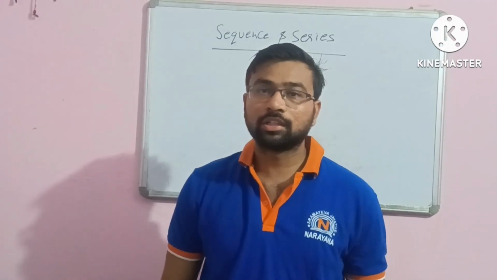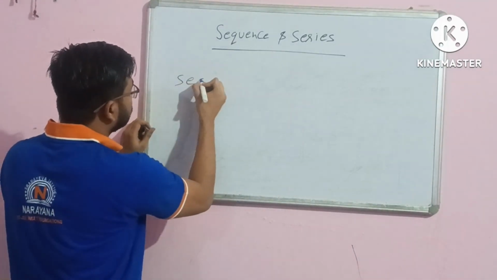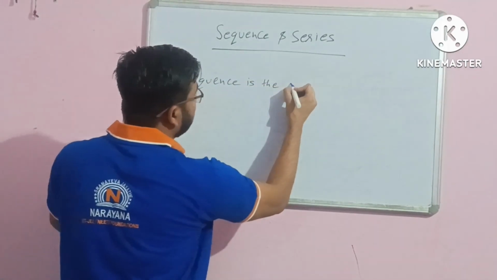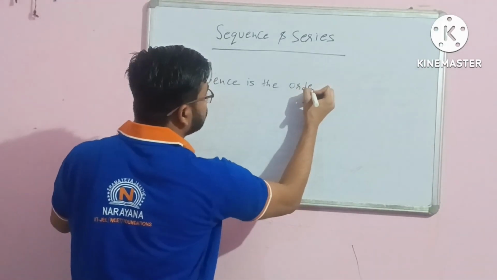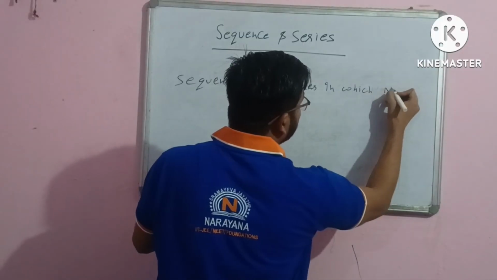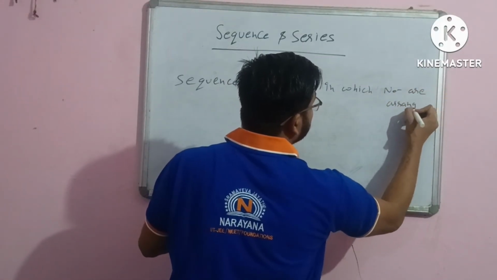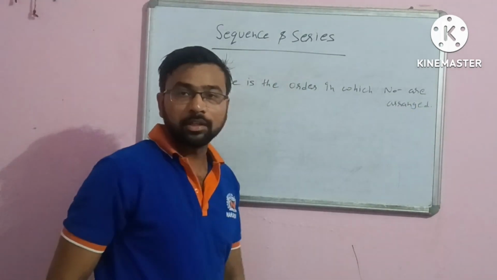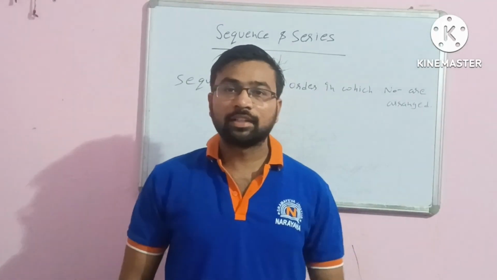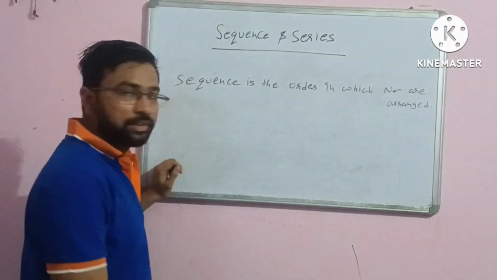Today we will study about sequence and series. What is a sequence? A sequence is the order in which numbers are arranged, and each number in a sequence is called a term. It is not necessary that each term in a sequence can be represented by a specific formula. So this is the definition of a sequence.